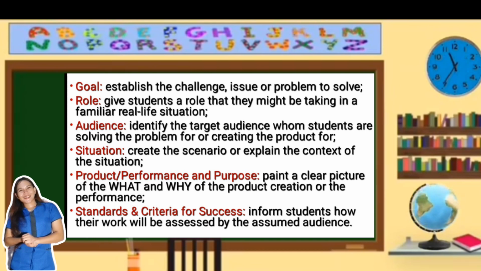So, the student will create the scenario or explain the context of the situation. Next is the product or performance and purpose. So, the student here will paint a clear picture of the what and why of the product creation or the performance. Lastly is the standards and criteria for success. So, it means to inform students how their work will be assessed by the assumed audience.